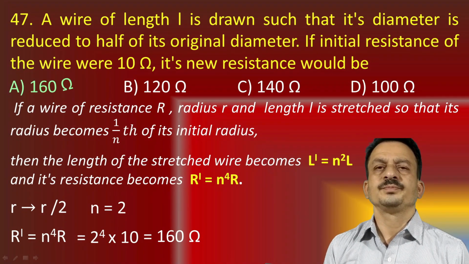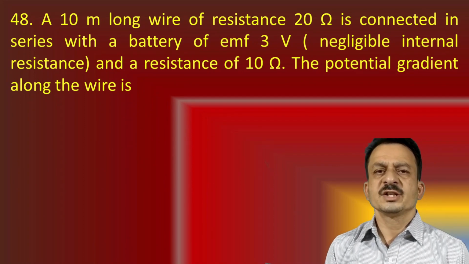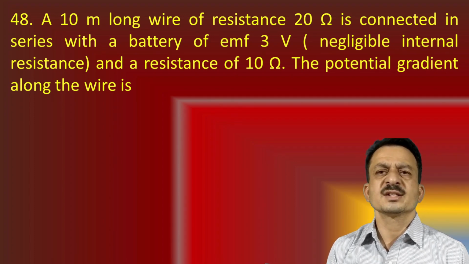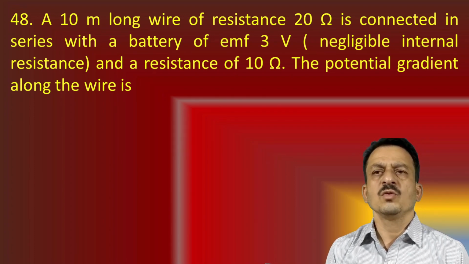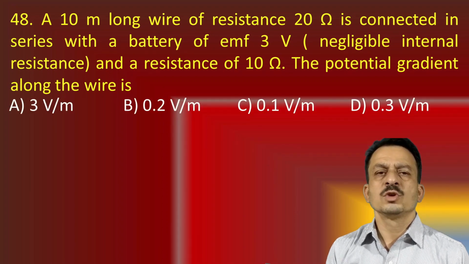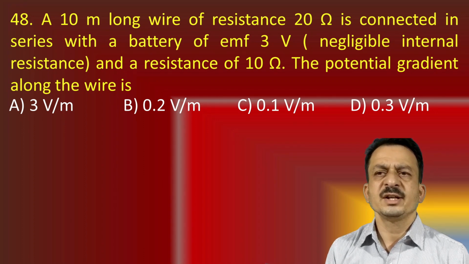Next problem. A 10-meter long wire of resistance 20 ohm is connected in series with a battery of EMF 3 volts, negligible internal resistance, and a resistance of 10 ohm. The potential gradient along the wire is. Now here we have to calculate the potential gradient. Option A 3 volts per meter, B 0.2 volts per meter, C 0.1 volts per meter, D 0.3 volts per meter.